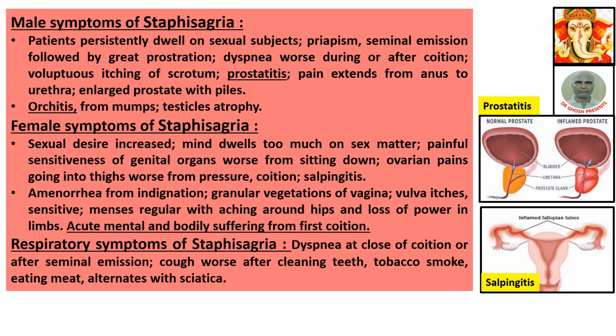Amenorrhea from indignation. Granular vegetation of vagina, vulva itches, sensitive, menses regular with aching around hip and loss of power in limbs, acute mental and bodily suffering from first coition.